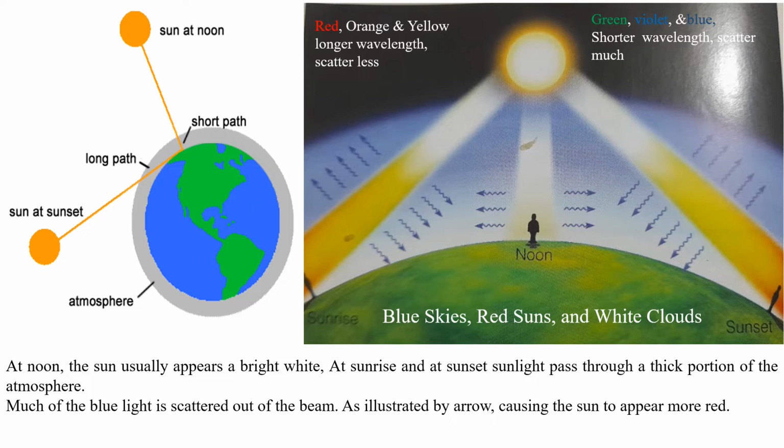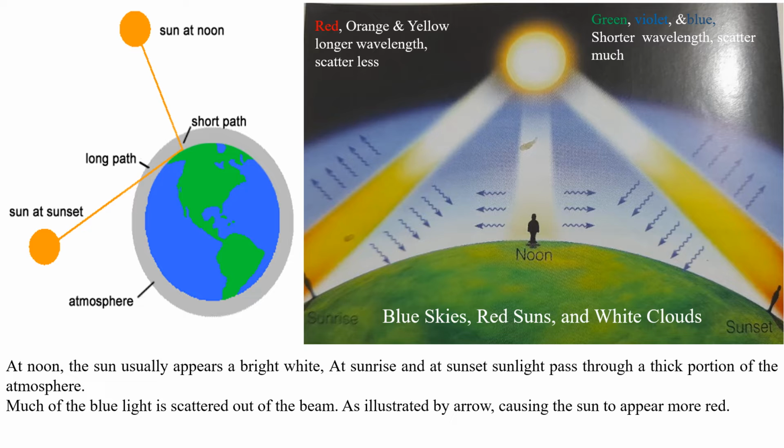When these shorter waves reach our eye, our brain somehow processes them and perceives the color blue. So, on a clear day, when we look up, blue sky strikes our eyes from all directions. That scattered light makes the sky appear blue.